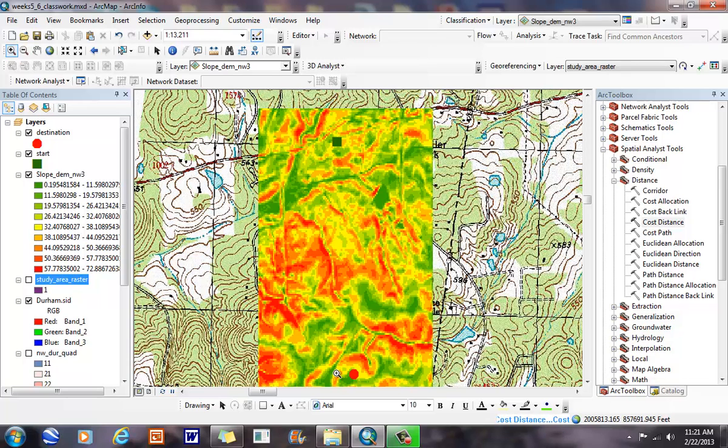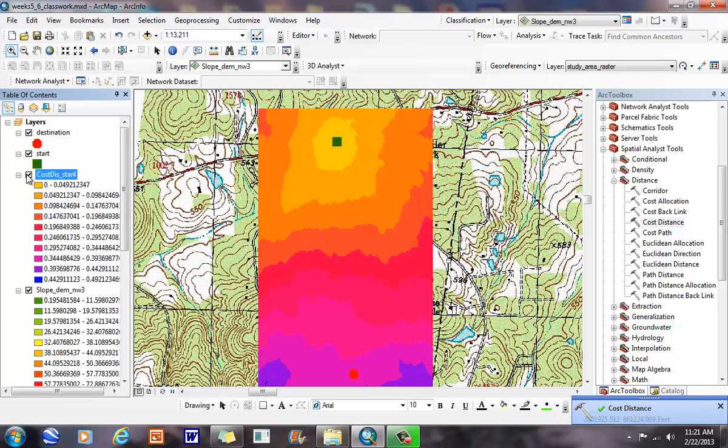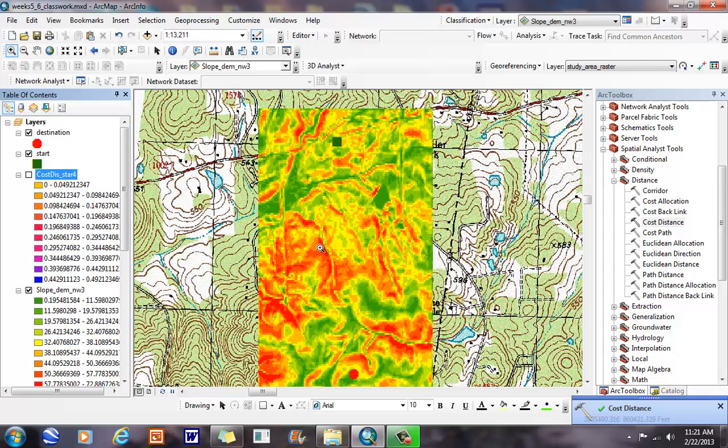And this is going to be my cost distance here. Okay, from my starting point, from this green point right here. And we're going to see what this map looks like here. As you look at this slope map, you can see we don't really want to go up this area here. We don't really want to go up this area right here because it's going to have the highest cost to get here. Okay, even though we want to get from here to here.